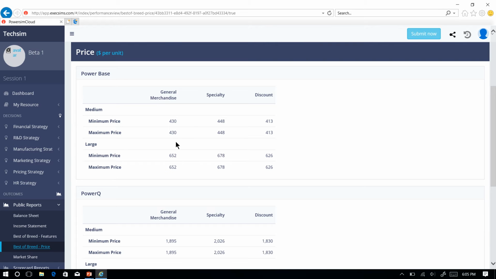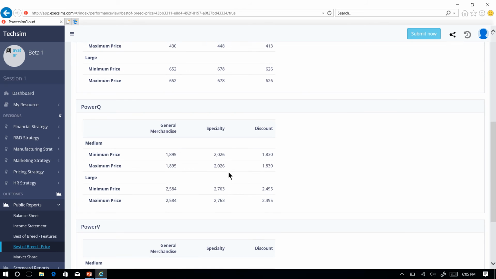Although, like I said, the prices were not changed, so there hasn't been any change in prices throughout the rounds. But as you can see for the power base version, the lowest price is the discount price, which is 413, and the highest price is the specialty price, which is 448. For the large size, the lowest price is 626, and the highest price is 678.